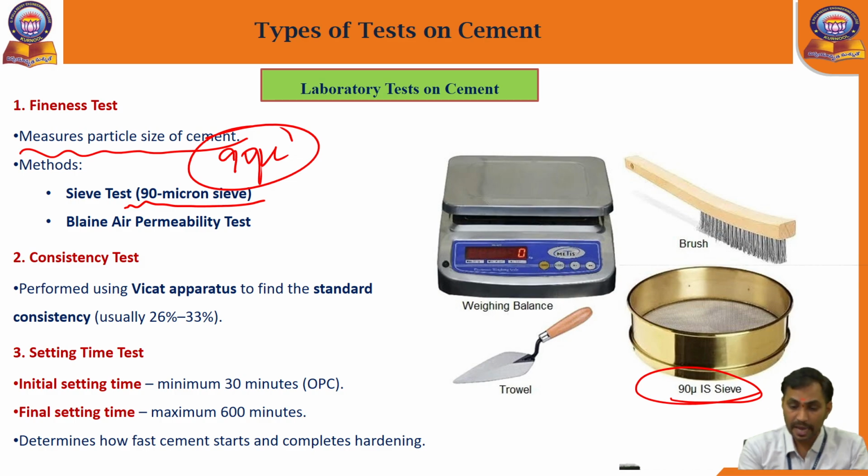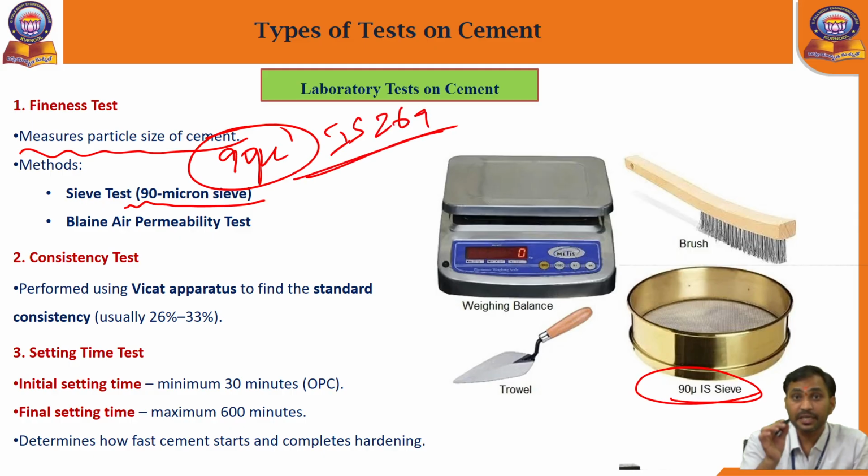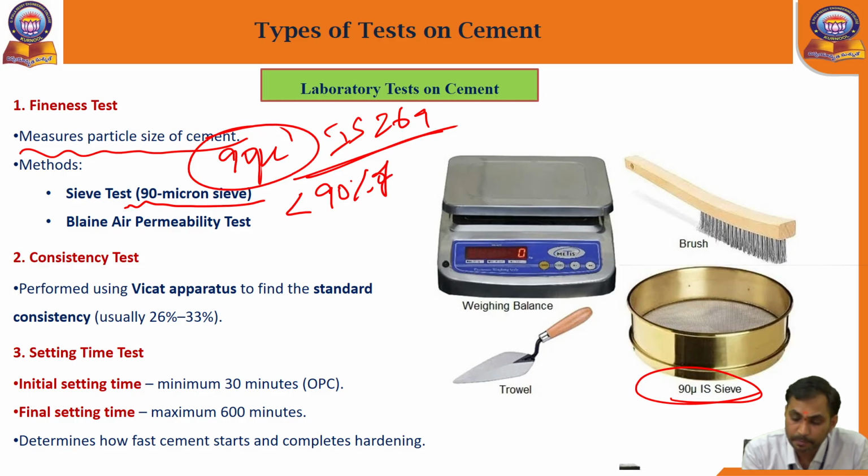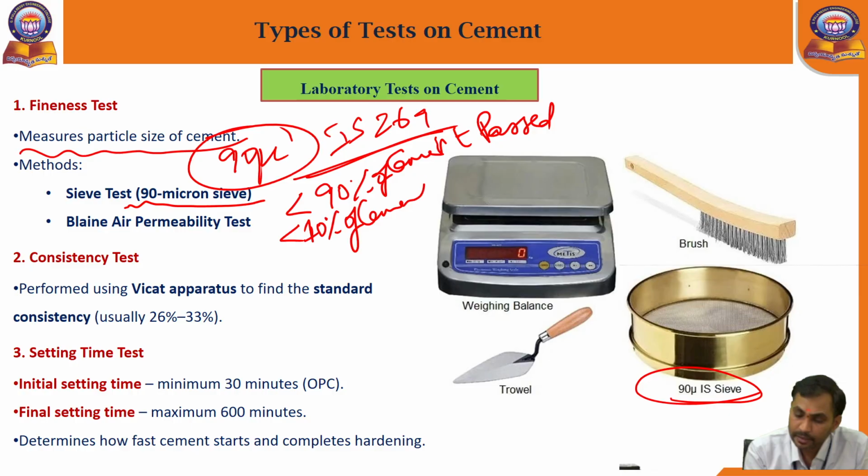After conducting the test, we get the result. As per IS 269, from the result, the passing should be maintained at 90 percent, or else less than 10% of the cement should be retained. What is this passing? What should be retained?